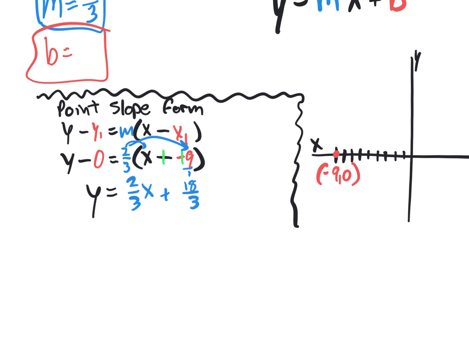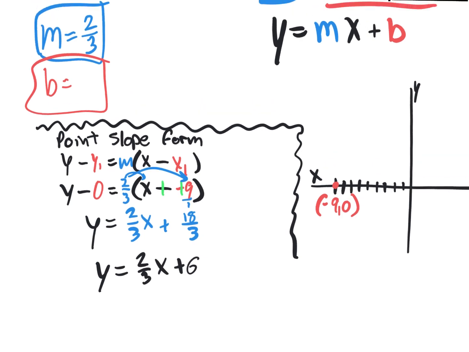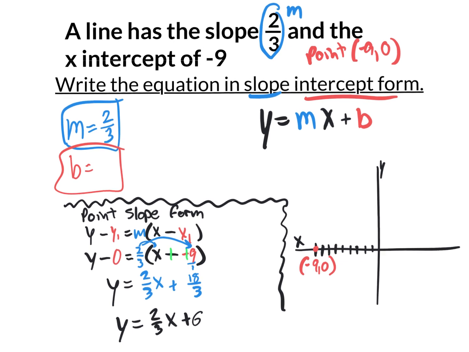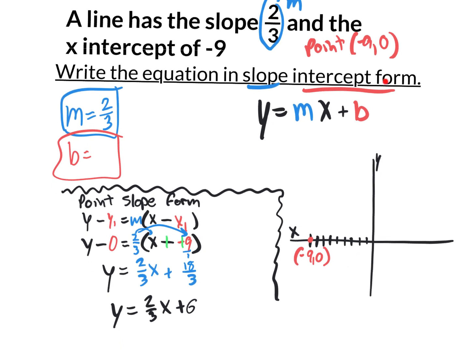Okay, and we almost have it in slope-intercept form. All we have to do is reduce any fractions possible. 2/3 can't be reduced, but 18 divided by 3, that's actually the nice natural number 6. So we have y equals 2/3 x plus 6. And that is your answer to this problem. They asked for the slope-intercept form equation, and that's what we got. We found the equation in slope-intercept form.